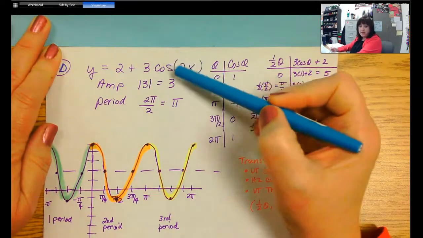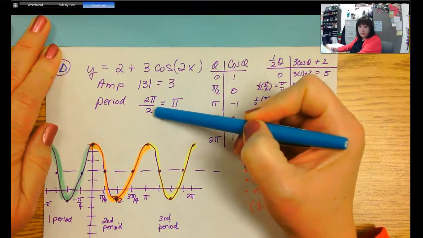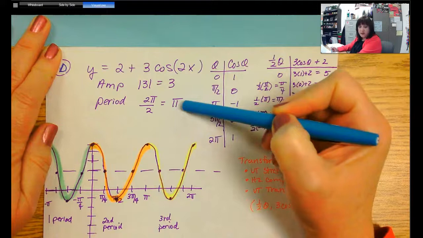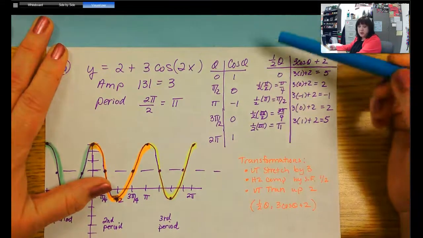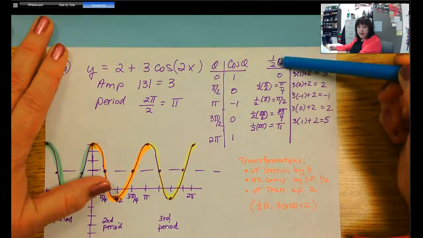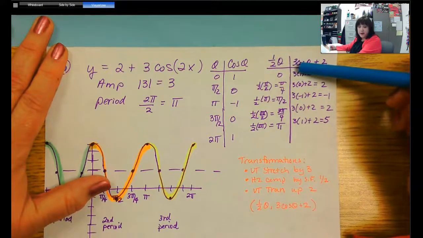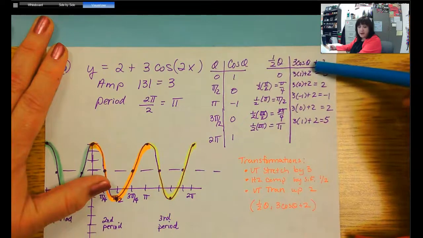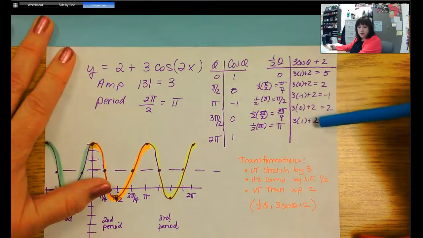The period: the b value is 2, so 2 pi, because that's the period of the original cosine function, divided by the b value, which is 2, leaves me with a new period of pi. So in terms of my transformation, I'm going to multiply the angle by 1/2, and I'm going to multiply the cosine value by 3, but then I'm going to add 2 to it. Okay, so as I calculate my values, I get a new table.